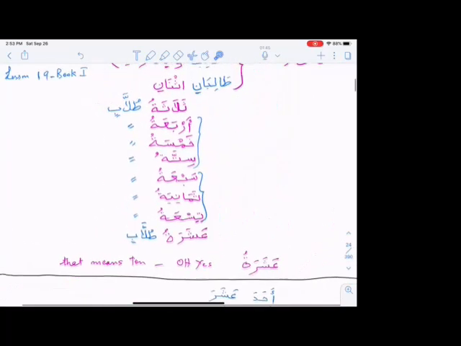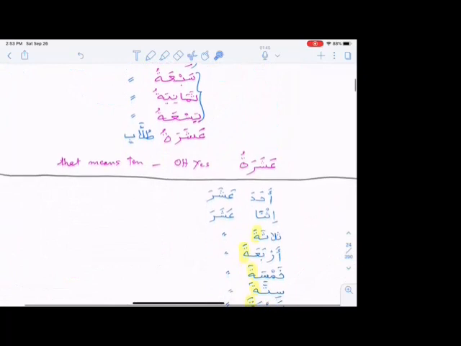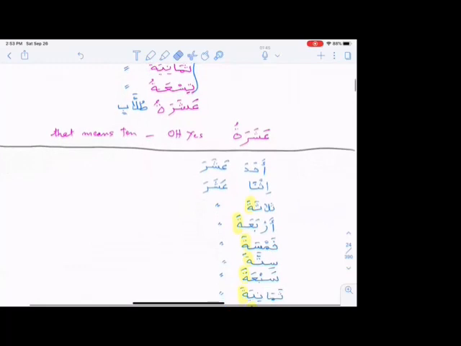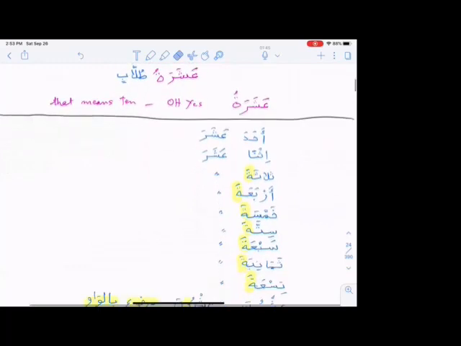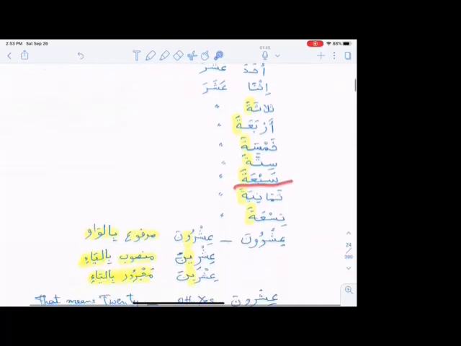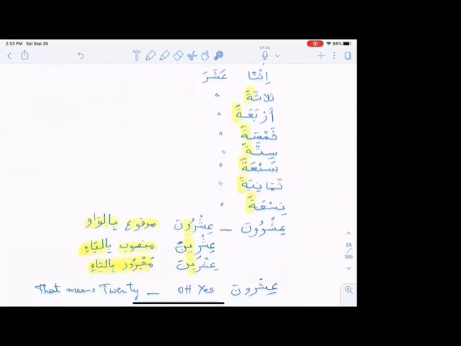Now we come to 11. Ahada Ashara, Isna Ashara, Salasata Ashara, Arba'ata Ashara, Khamsata Ashara, Sittata Ashara, Sabata Ashara, Samaniyata Ashara, Tisrata Ashara, Ishruna. Now this I'm not going to sing. I will explain it to you, and then you will all sing with me.